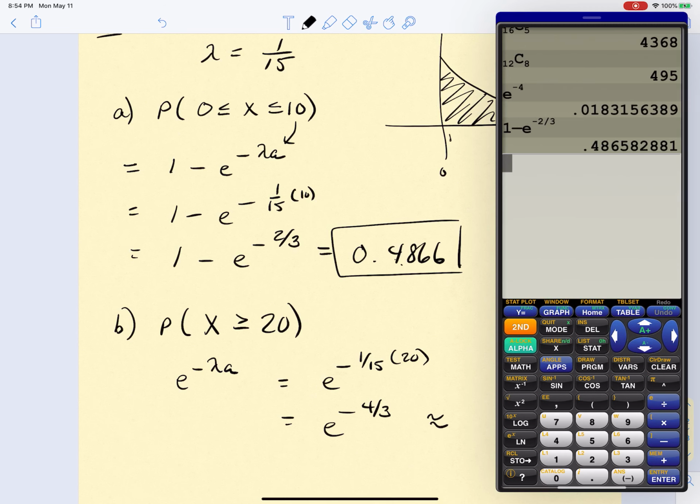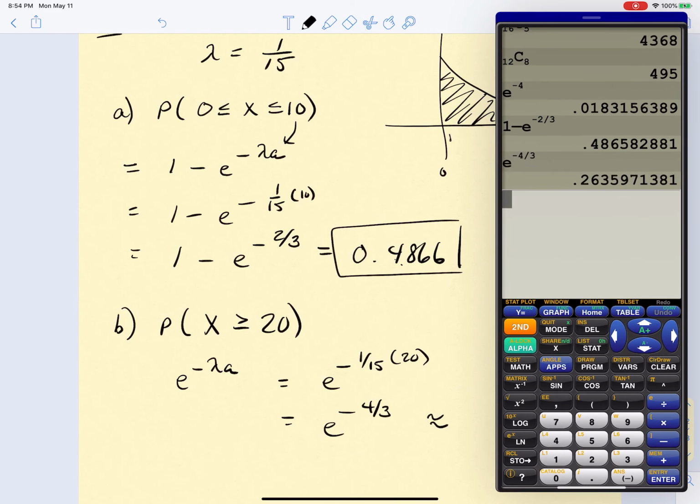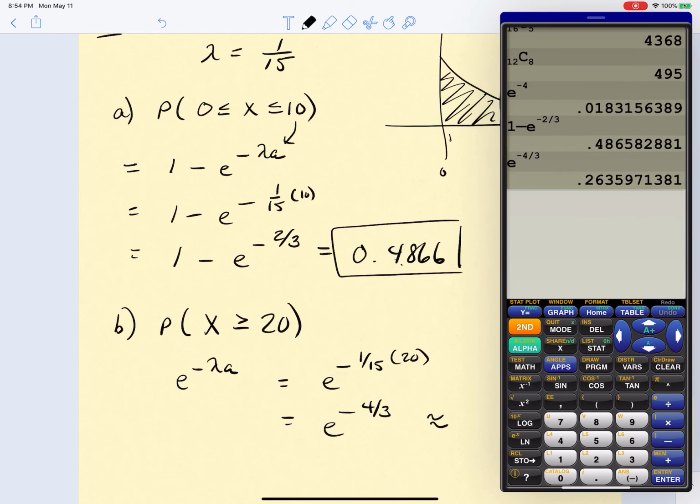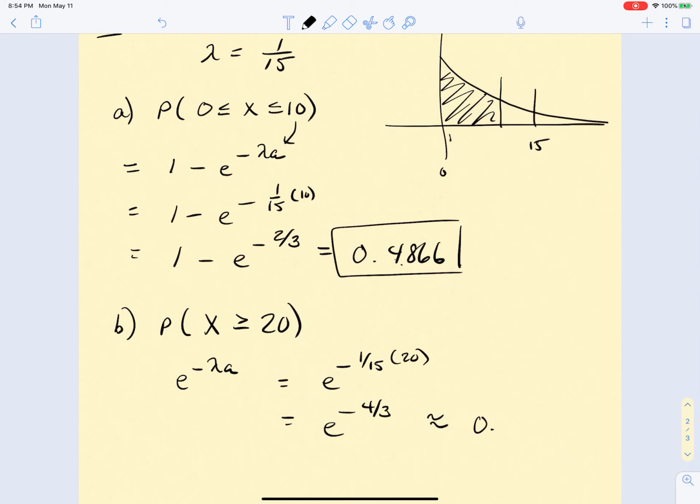So again, using our calculator, let's see what that is. So e to the negative 4/3 is 0.2636. So still quite a considerable probability.